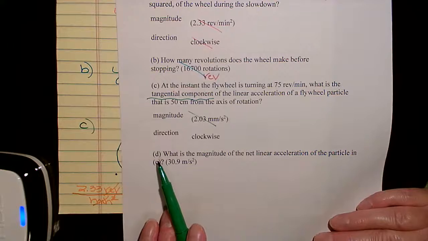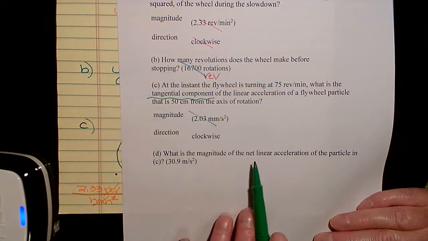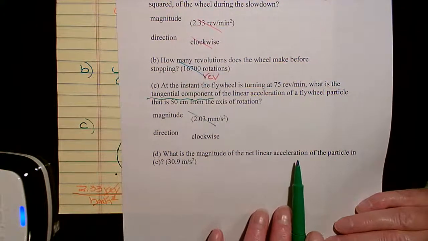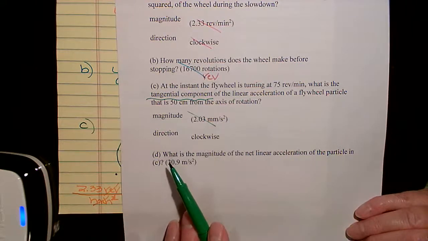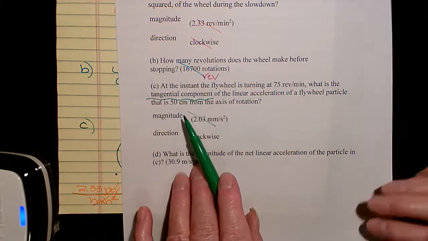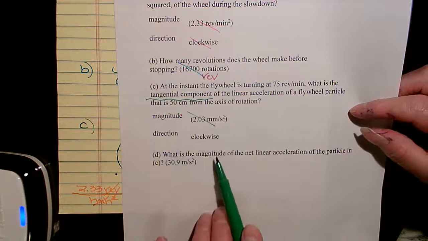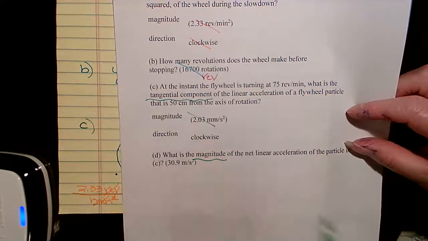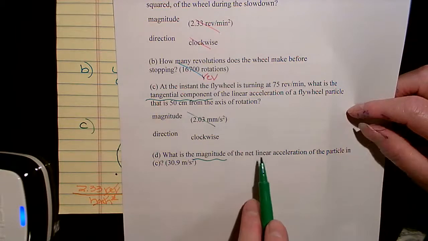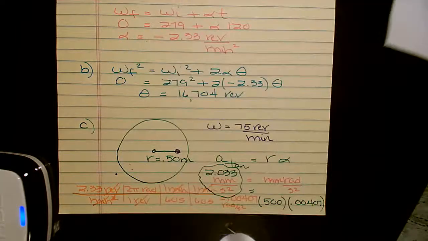All right, the last question. What is the magnitude of the net linear acceleration of the particle in point C? All right, so what is the magnitude? So I don't have to find the direction. I don't have to find the angle. But what is the net linear acceleration?